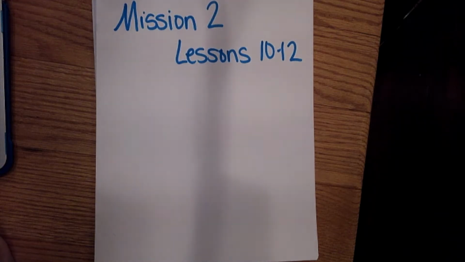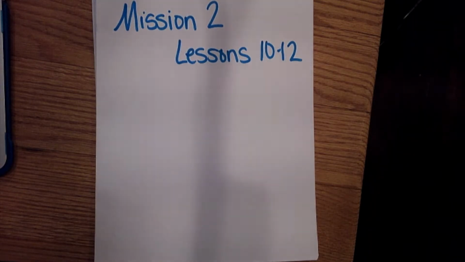We're moving right along in Mission 2, so now let's do an overview of lessons 10 through 12. In these lessons, students are going to learn to multiply multi-digit whole numbers by decimal numbers using the area model. In the last group of lessons, we were learning how to multiply multi-digit numbers using the area model. Now we're going to throw a decimal in.